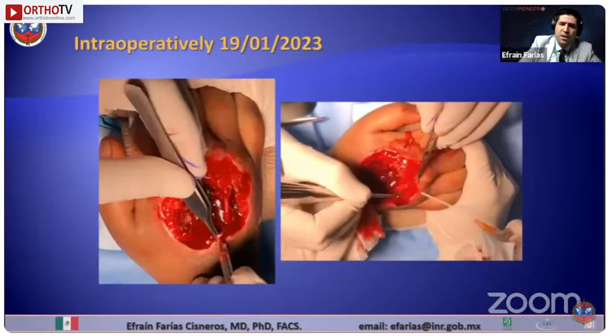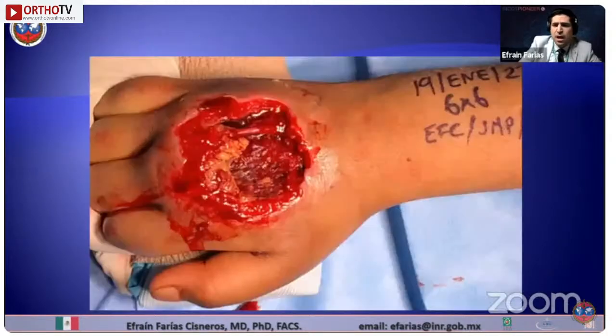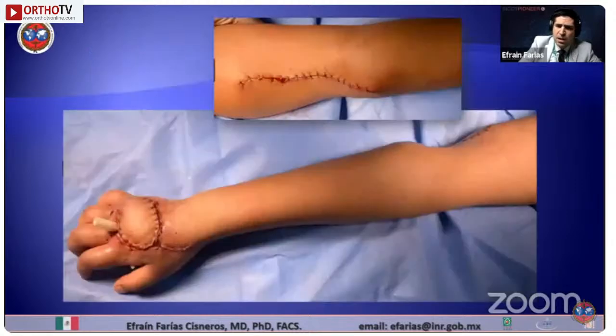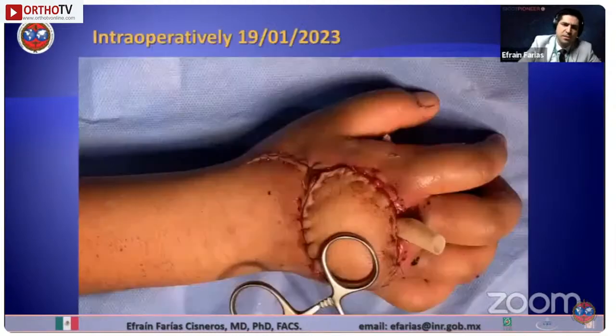A debridement is carried out until healthy tissue is obtained. And after the debridement, the extensor apparatus was found intact. An immediate flap was performed, aiming to obtain pliable skin needed for full hand function. And here, the immediate pictures of the flap. Due to dorsal vein impairment, we left a temporary drain to prevent hematoma in this case.